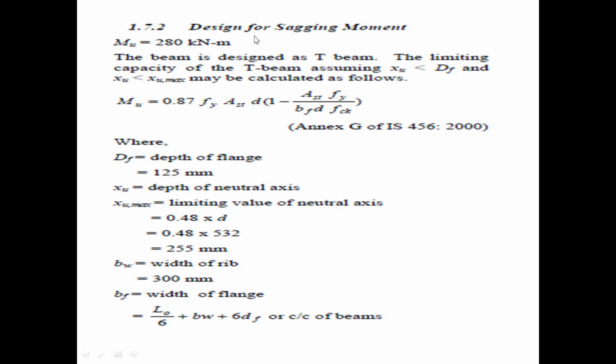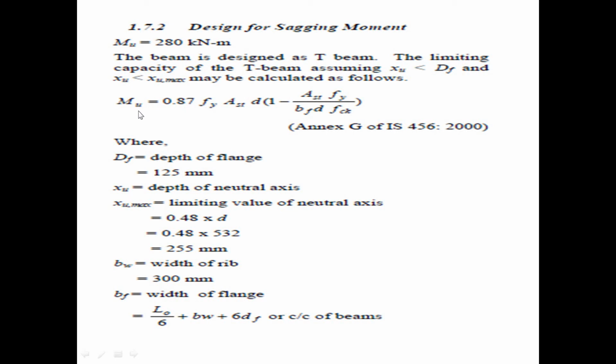The next is the design for sagging. The sagging moment will be formed at the center, so that is the maximum part. The beam will be designed as a T-beam for the sagging condition. For this case we have to refer to IS 456. There are basic conditions available for the T-beam, which criteria we have to see. For the capacity of the T-beam, assuming XU, we have to consider that the critical depth is less than the depth of the flange.